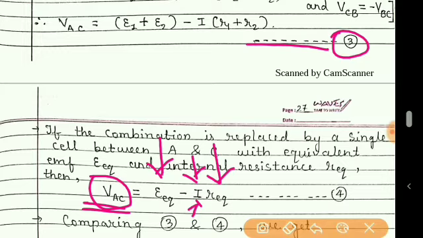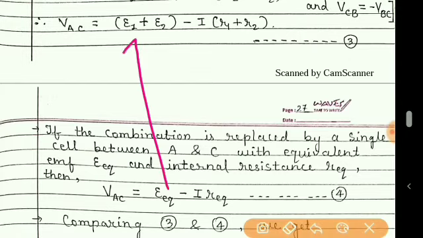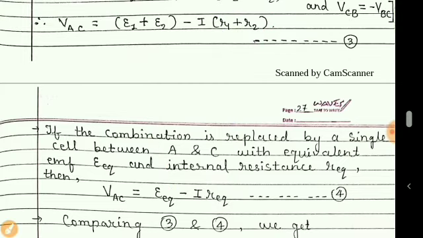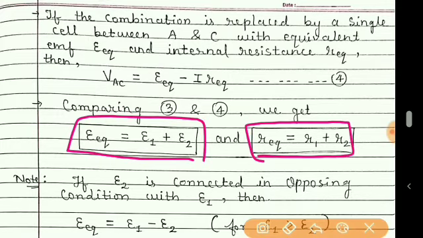So comparing this equation number 4 with 3, we can say that E equivalent is epsilon 1 plus epsilon 2 and R equivalent is R1 plus R2. And so the result: in series combination of cells, equivalent EMF is the summation of the EMFs, and equivalent resistance is also the summation of resistances.